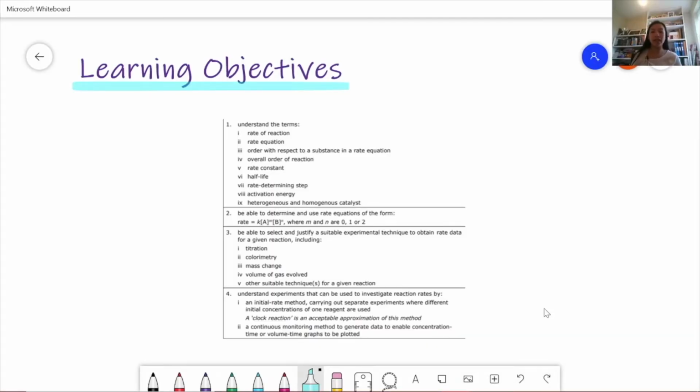Here are today's learning objectives. So the first is to understand the terms rate of reaction, rate equation, order with respect to a substance in a rate equation, overall order of reaction, rate constant, half-life, rate determining step, activation energy, and heterogeneous and homogeneous catalyst.